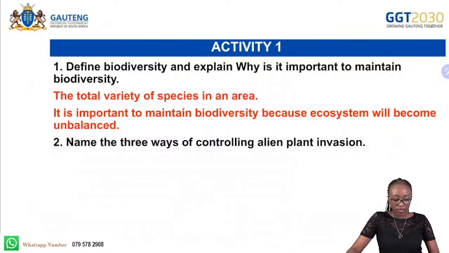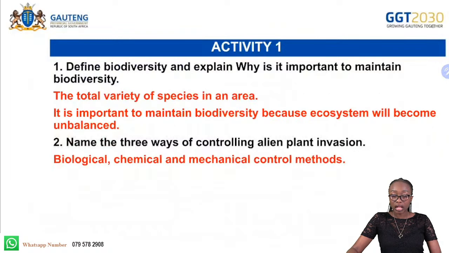Number 2, name 3 ways of controlling alien plant invasion. What are they? They are biological, chemical, and mechanical control methods. These 3 can work to control alien plants. Okay, I'm going to give you 1 minute to quickly copy down the corrections. Then after 1 minute, we'll continue with our lesson.